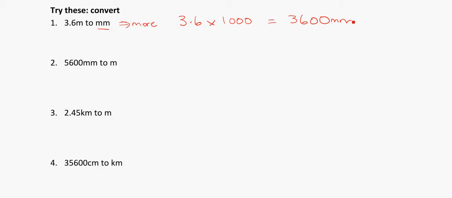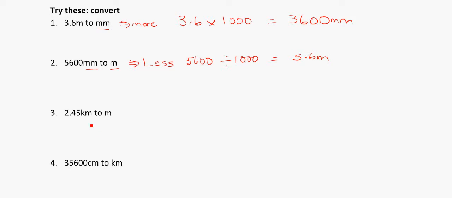Alright, question 2. And you can try these before I do them. I'll stop the video and then see if you get them correct. We're changing millimeters to meters. So we're changing to a larger unit, so we're going to have less in our answer. If you have less in the answer, you're going to divide. So we have 5600 divided by 1,000. And we get 5.6 meters.